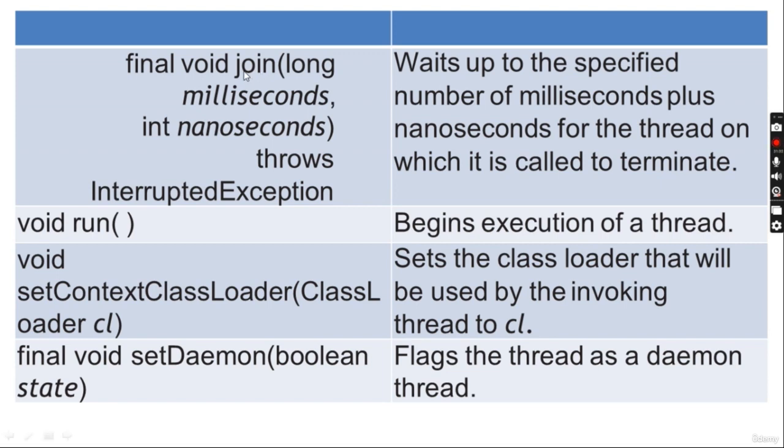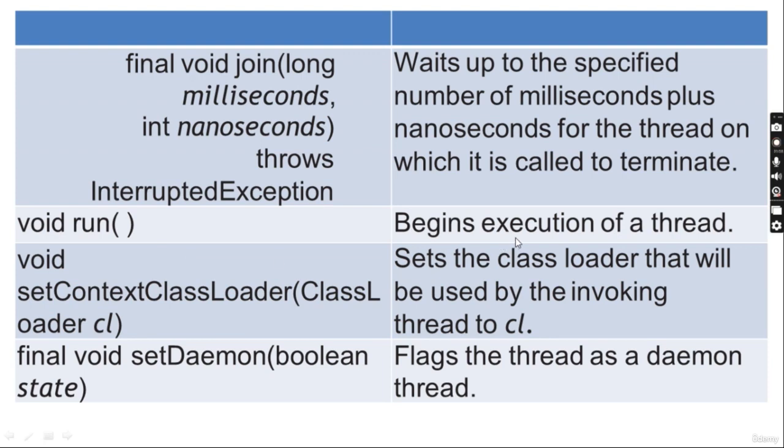So it is not a normal join. Normal join is just join with opening and closing parentheses. But here, the time that is given will be the waiting time for the thread. This much time, long milliseconds plus integer nanoseconds, it will wait.